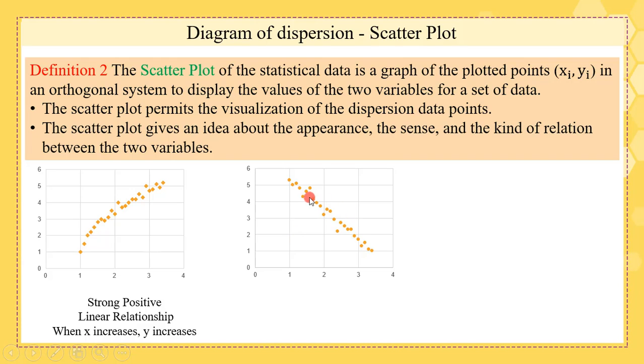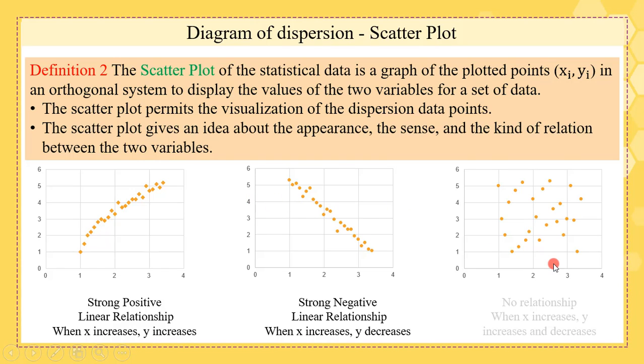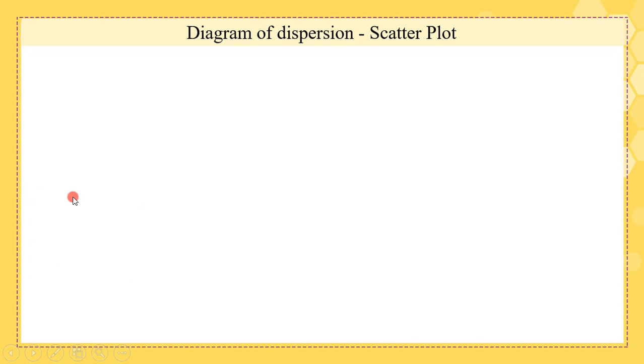In the second graph, it's a strong negative linear relationship. When x increases, y decreases. In the last graph, there is no relationship. When x increases, y increases and decreases. So the following three graphs are called scatter plots, and they give an idea about the appearance and the kind of the relation between the two variables x and y.